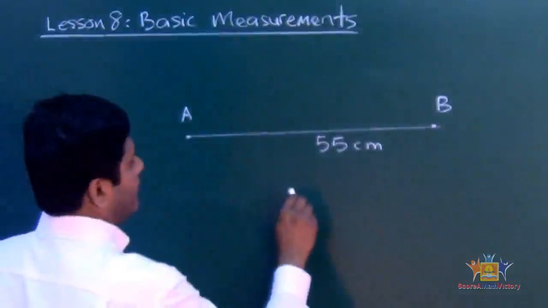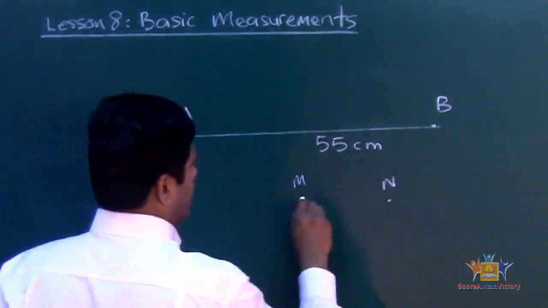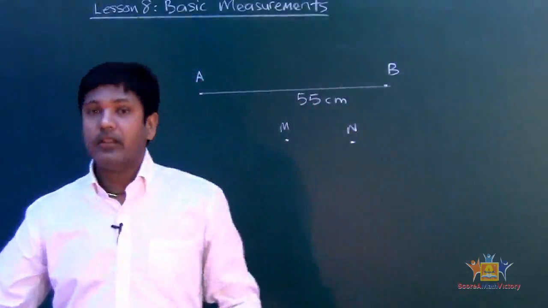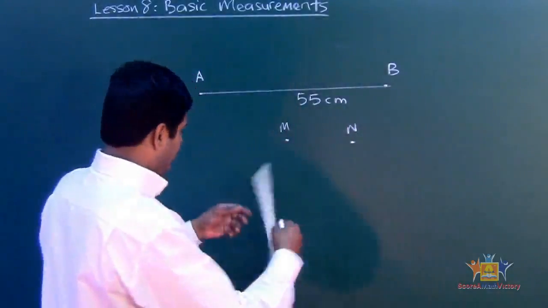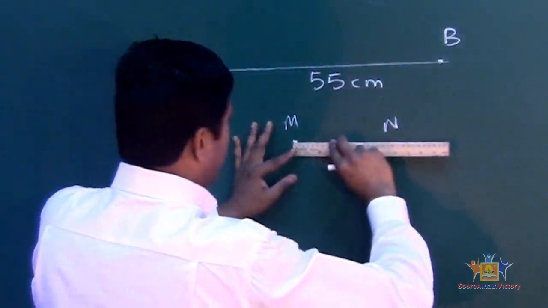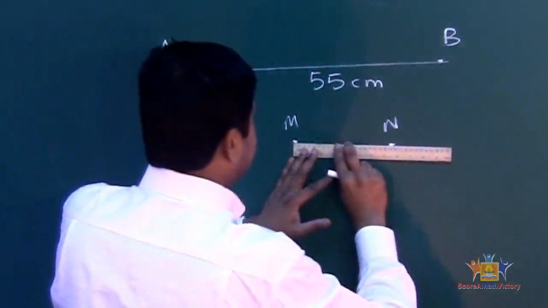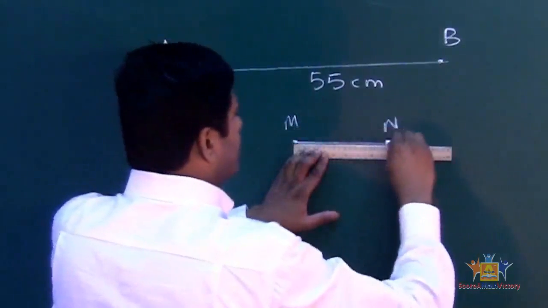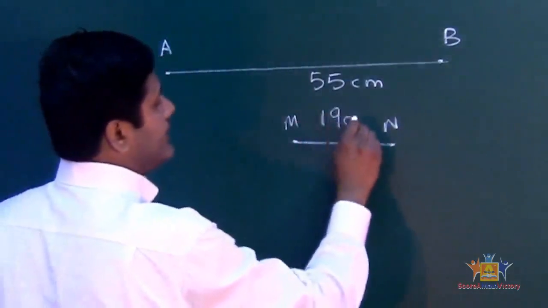If I have a point, let's say M to N, and I want to measure this distance, rather than using a big one, it would be a lot easier to use a smaller straight edge. See that? Now I can position it. I take the smaller straight edge, always start from 0 and then see where it stops. It stops at 19 centimeters, alright? So that means the length from M to N is 19 centimeters.